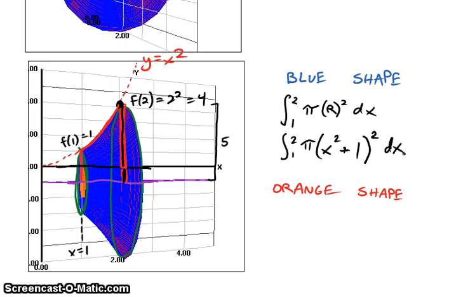Now, the volume of the orange cylinder in the middle is a little more straightforward. Let's erase all this other stuff.